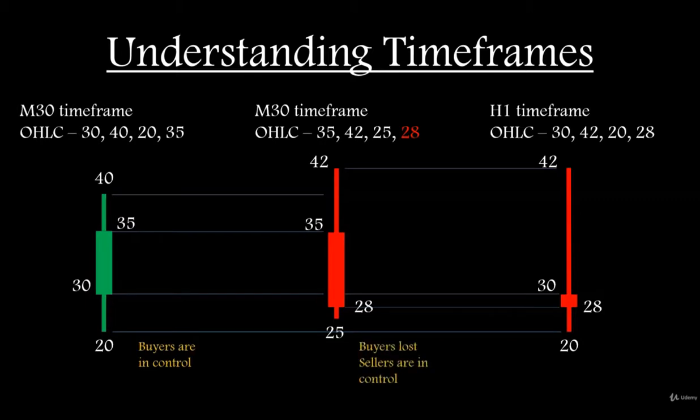The second one, buyers lost. So buyers, when it opened, they tried to push it all the way up. So price went up, but then sellers came in and the selling pressure was so high that it went all the way down. And at this point, some buyers did manage to push the price back upwards. So it didn't close at 25, it closed at 28. Looking at the H1 time frame, we know that buyers made a good attempt. But sellers pushed the prices downwards. The sellers are in control.